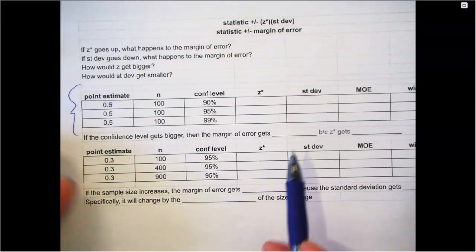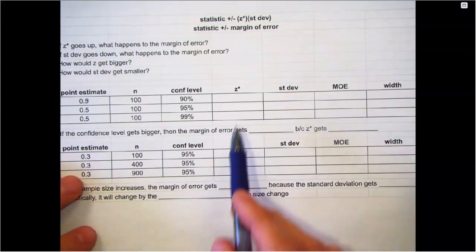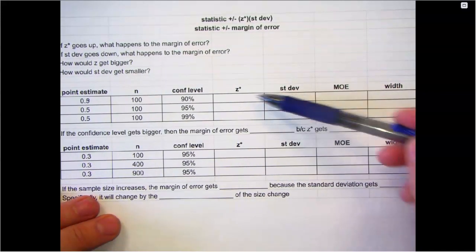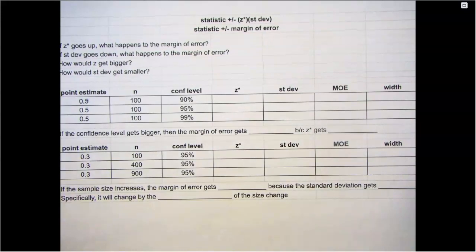So I want you to do all these in your calculator. I'll do the first one with you so you know what I'm looking for. What happened to Z? What happened to the standard deviation? What happened to the margin of error? What happened to the width? I want to go through those things. You're just going to use your calculator, you're not doing the whole sheet or anything.